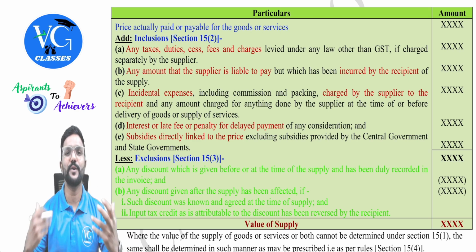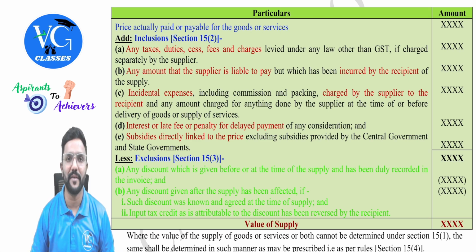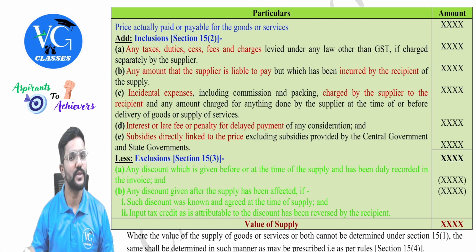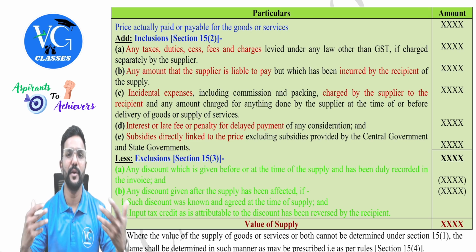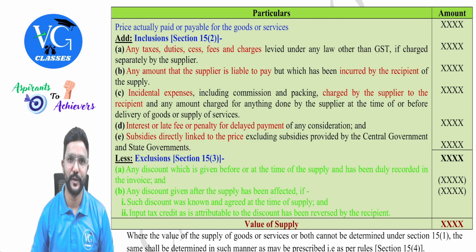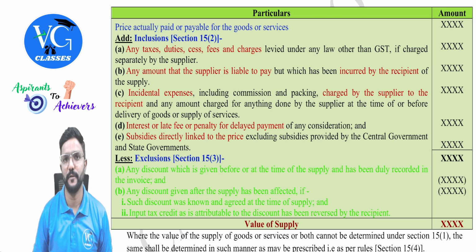Assume I have sold the goods to you for 5 lakh and I have told you that you need to make a payment within 7 days. And if you fail to make payment within 7 days, I have told you that you need to pay an extra 10,000. So you delayed the payment, you paid me beyond 1 week. In that case, I would be charging you an additional amount, assume in the form of interest. Should it be added to the value of supply? Yes, it should be added to the value of supply.